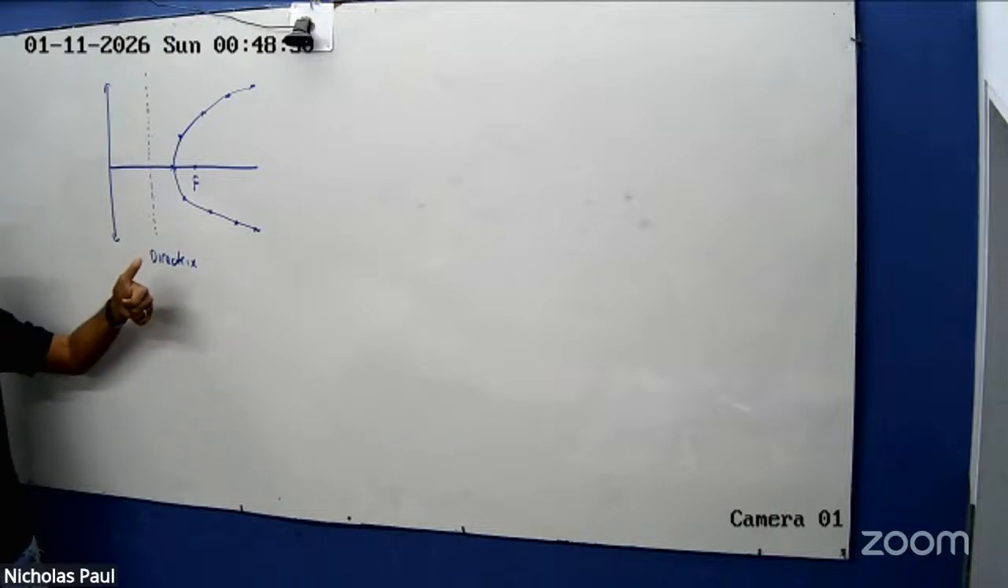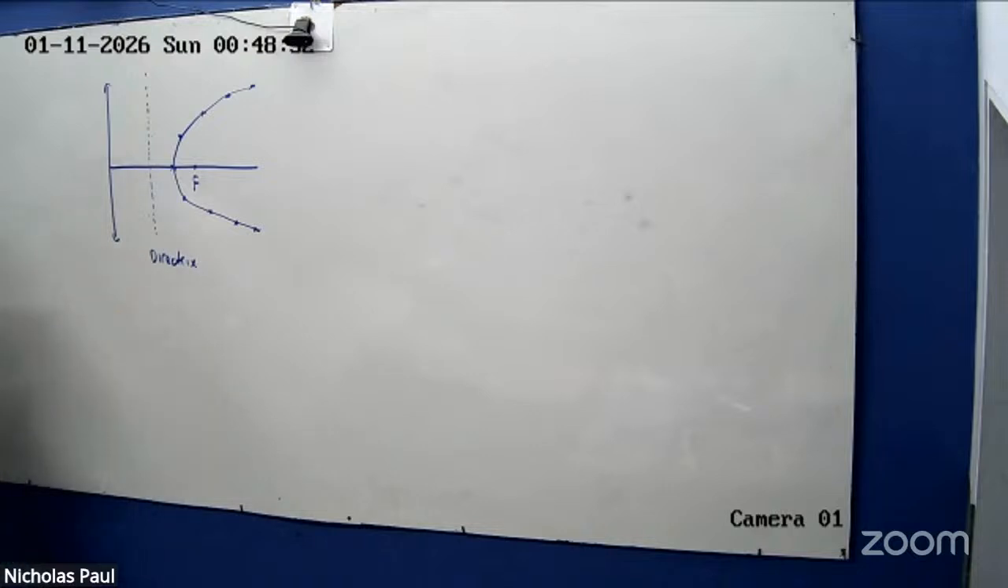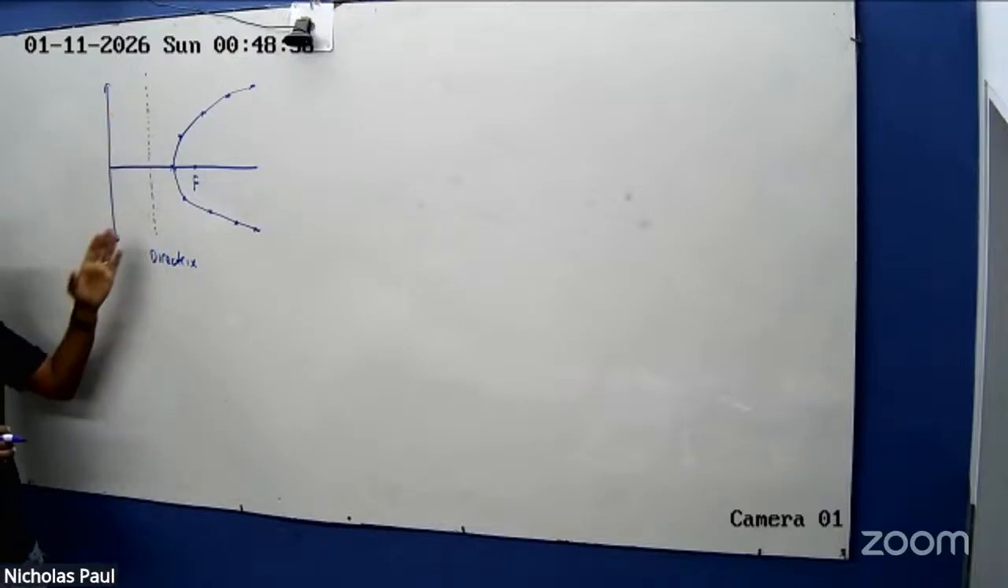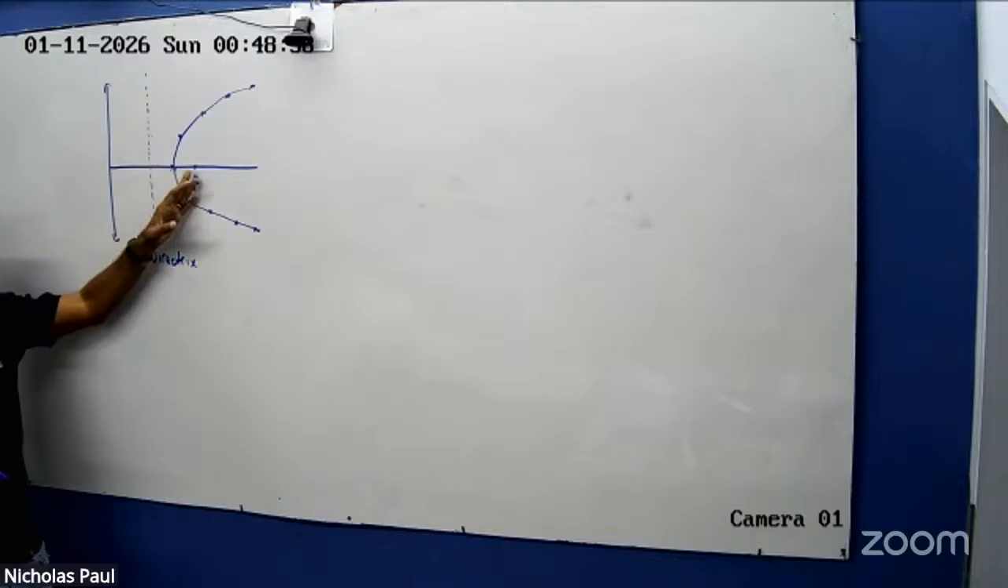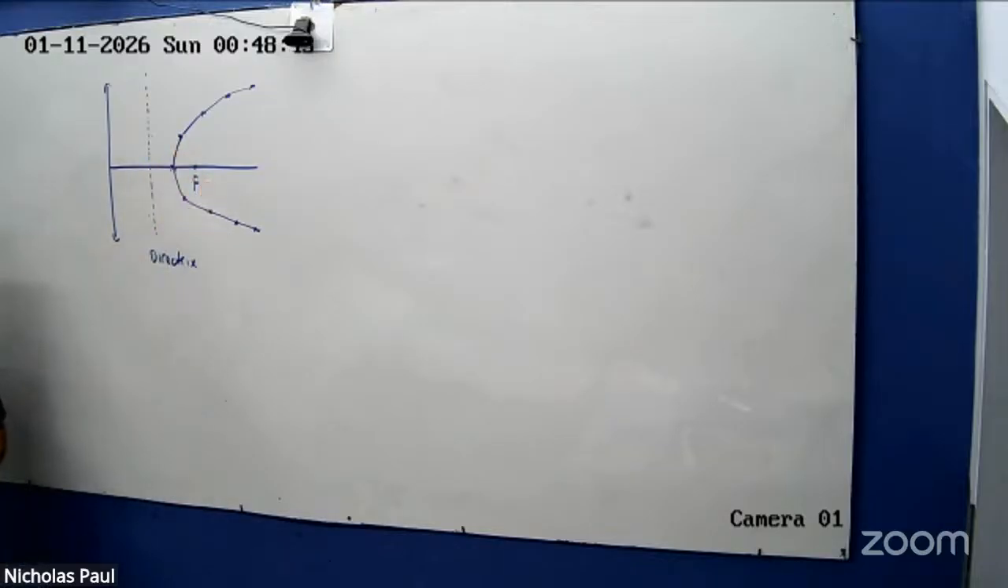So here is your first parabola. This line here is a special line that's equidistant from all the points and a focus.